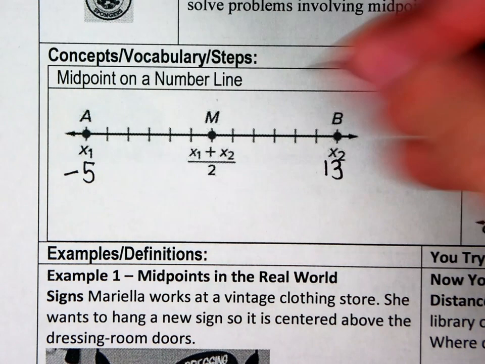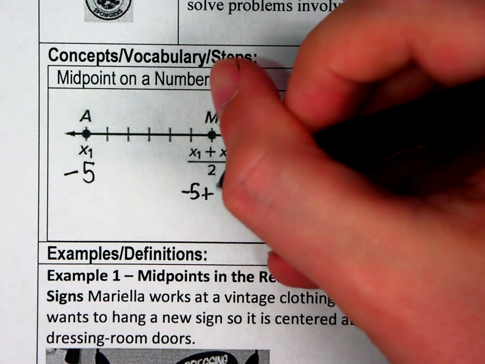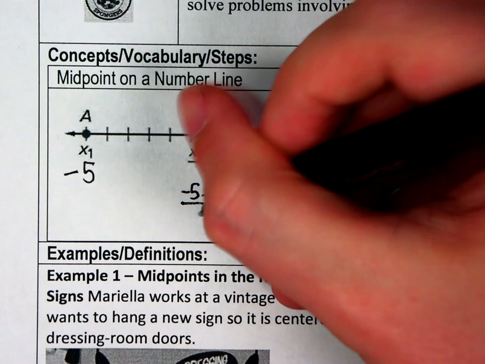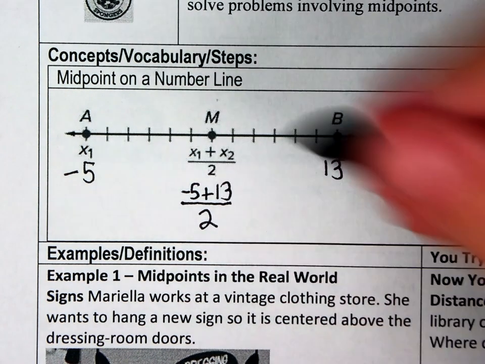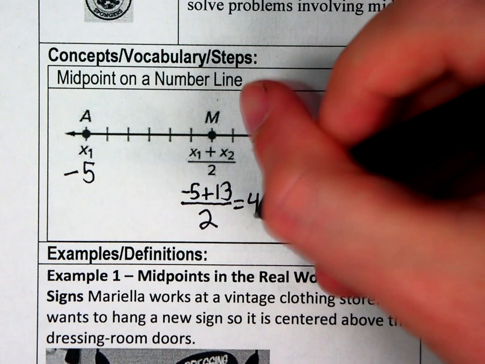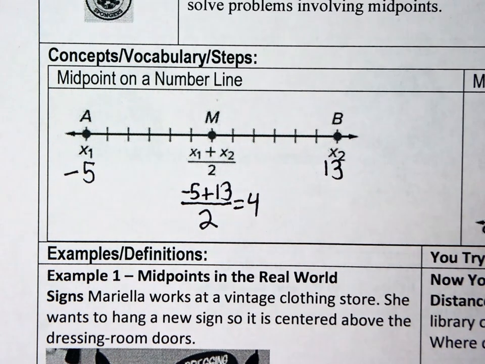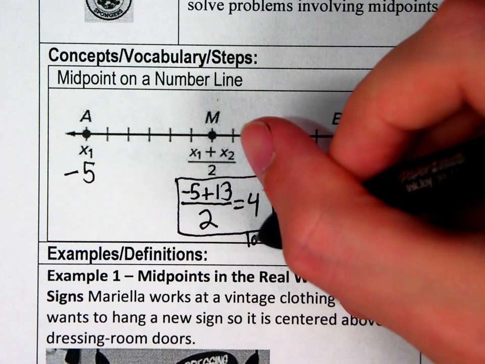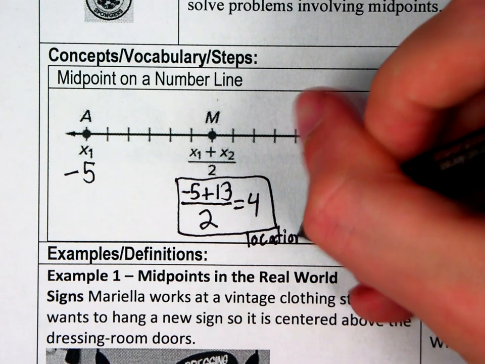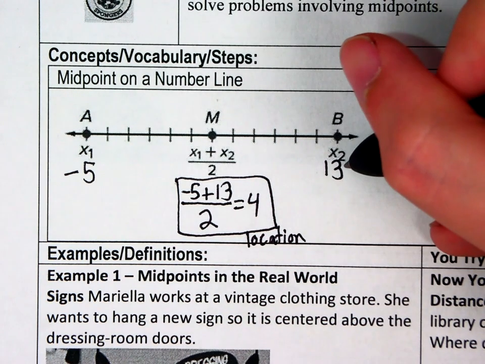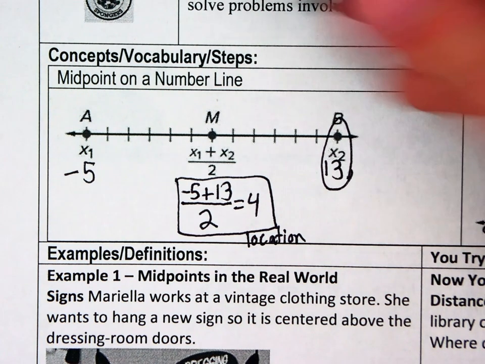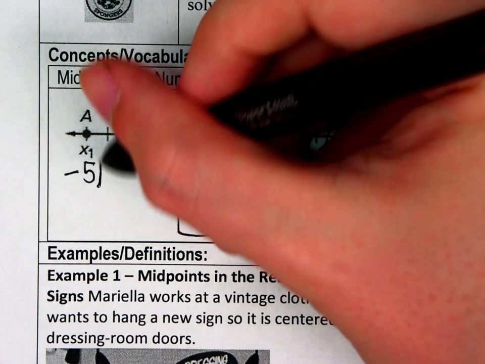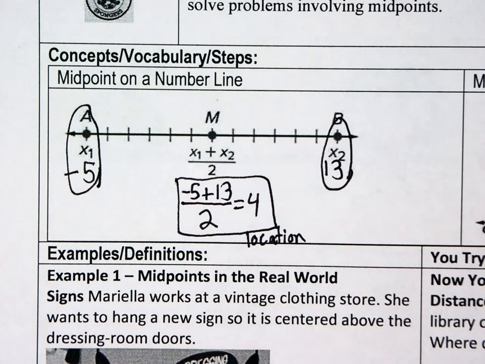We then averaged the two numbers. We said -5 plus 13 divided by 2 gave us a location of 4. So our middle point would be at 4 on the number line. This would be, to be clear, a location on the number line. The 13 is a location, a coordinate on the number line, and -5 is a location on the number line.